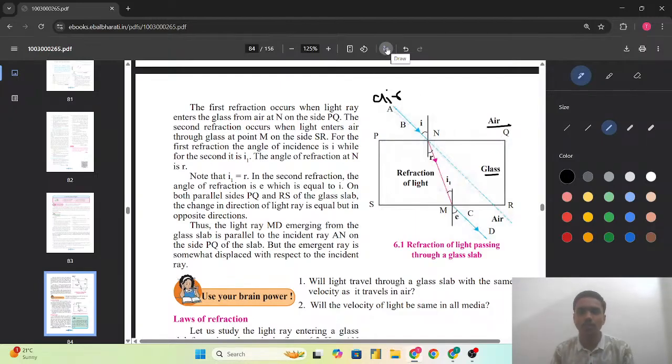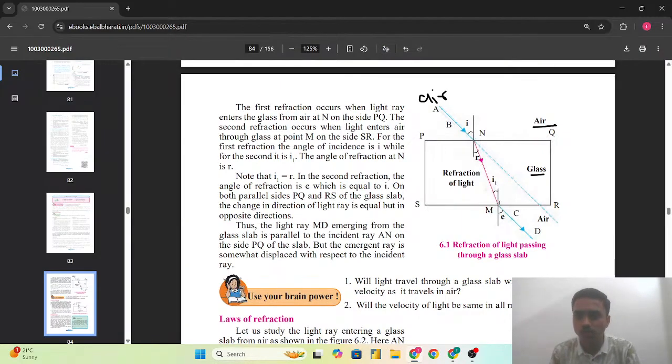No, not that at all. We can also see the bending of the light, the refraction of the light, when light falls back from the glass to the air medium. That means when light comes from air to glass, that time one refraction. Then from the glass again to air, that is another refraction.